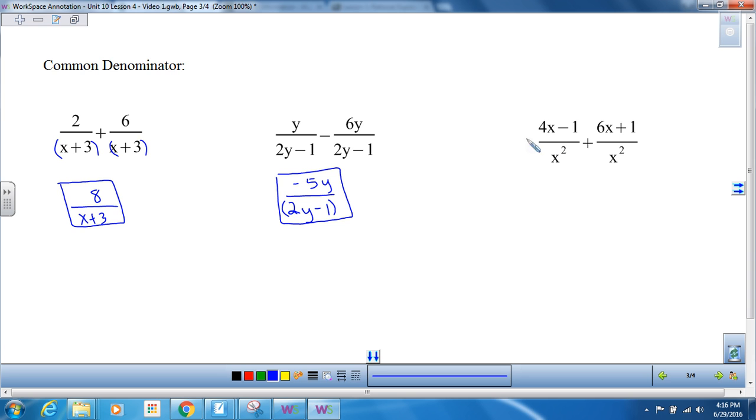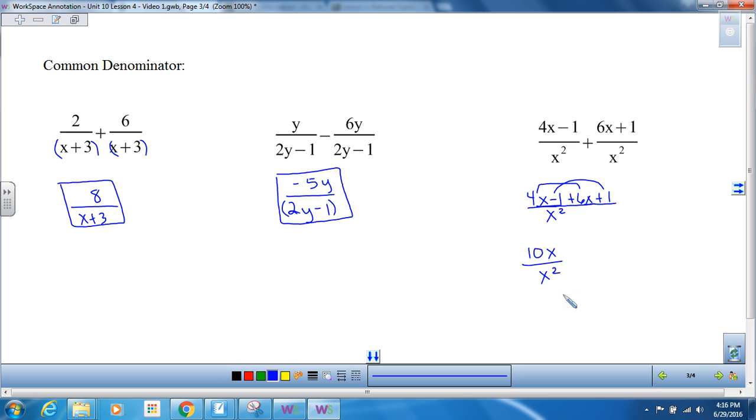Okay? And then this one, my common denominator is x squared. And then I have to add across the top. So let me write that out. So 4x minus 1 plus 6x plus 1. So what we're doing is combining like terms. So 4x plus 6x is 10x. Negative 1 plus 1 is 0. Okay.